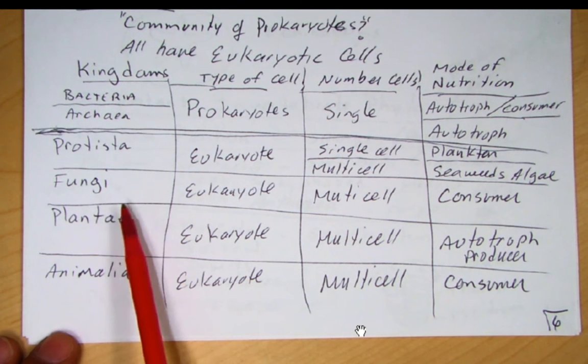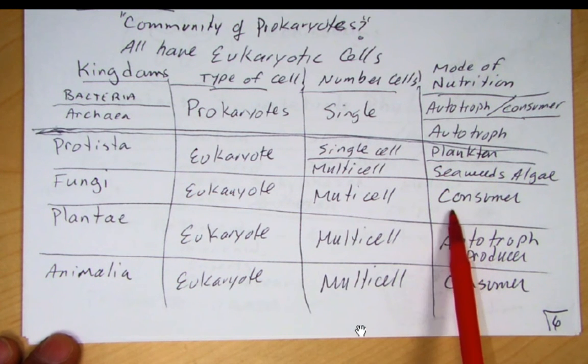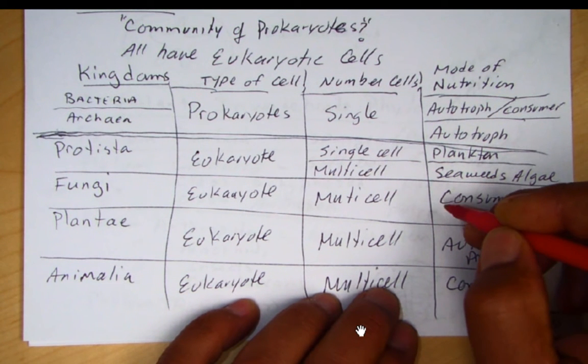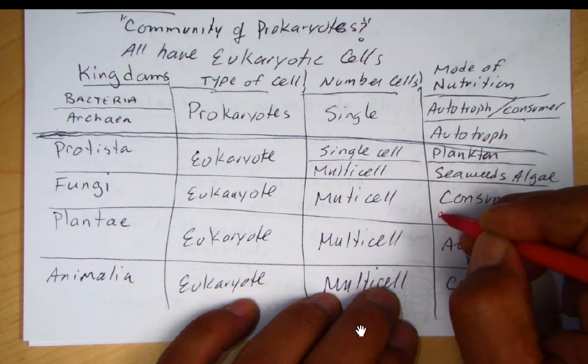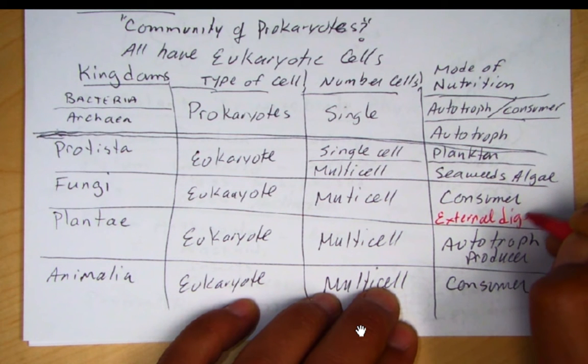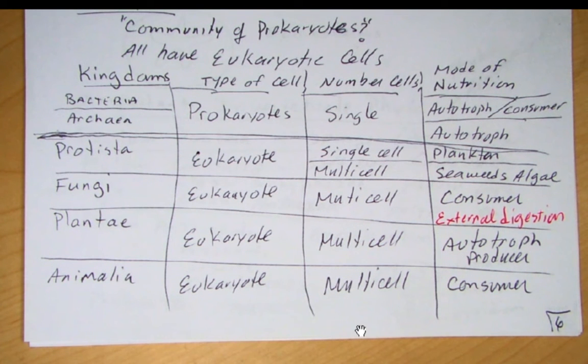Now, the next group here are the fungi. Fungi, again, multicellular, and they're consumers. One interesting thing about the fungi is that they have what's called external digestion. In other words, they don't have a mouth. I always say a mushroom. Have you seen a mushroom with a mouth? No mushrooms with mouths, right? And so they have to break down the organic molecules and then bring the nutrients through their body walls, right?